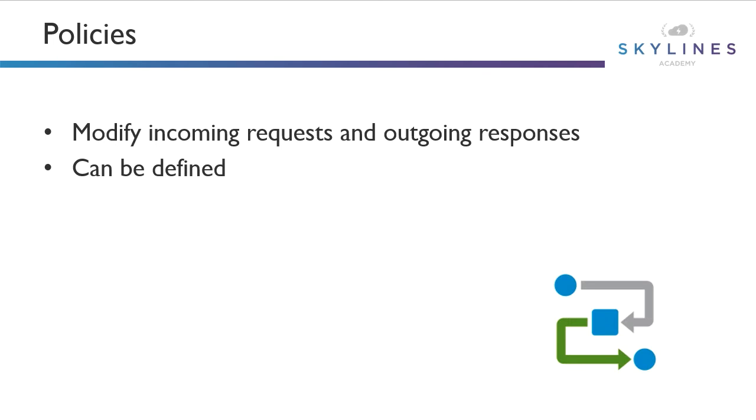These include the following scopes. Global, so this would mean all items within the API management instance. Product covers a specific product that you have configured within API management. API covers a specific API within the product. And then operation is a specific request of that API.